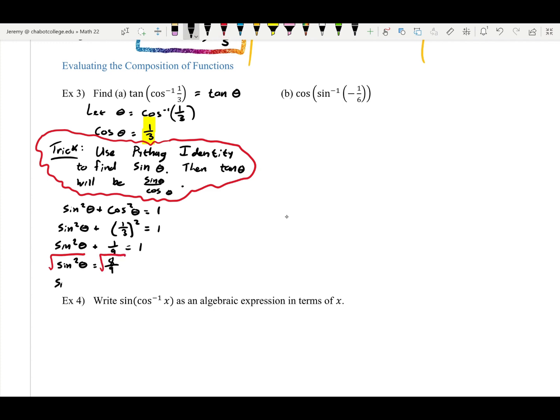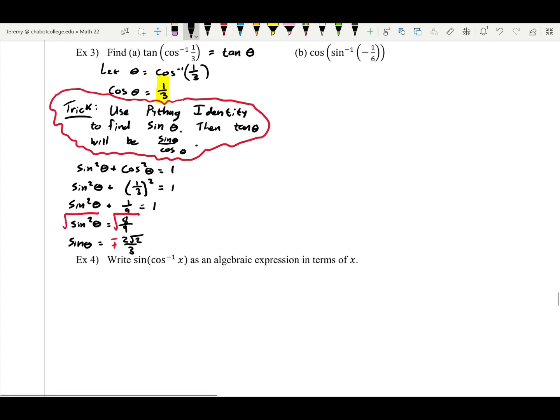and I'll get that sine of theta equals plus or minus, right? Whenever we take a square root, it's plus or minus the square root of 8/9. Square root of 9 is just 3, so I could just put a 3 on the denominator. Square root of 8, that simplifies to 2√2.